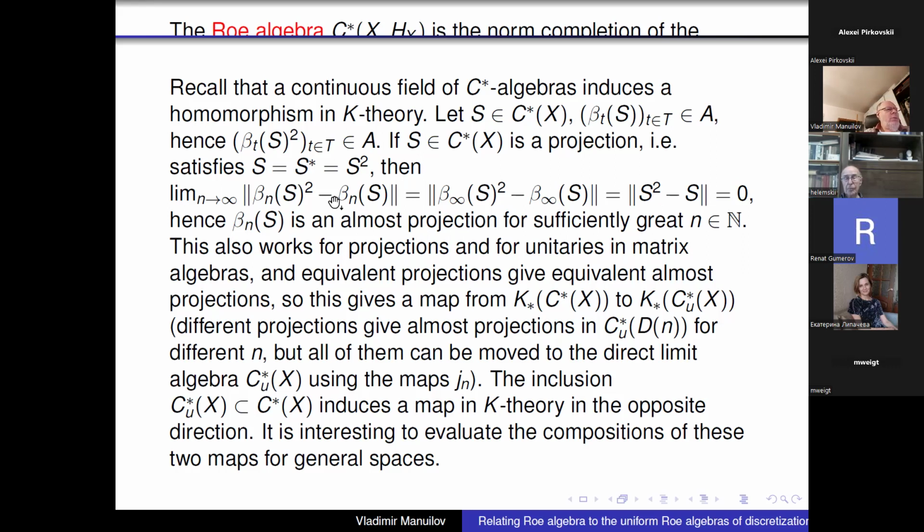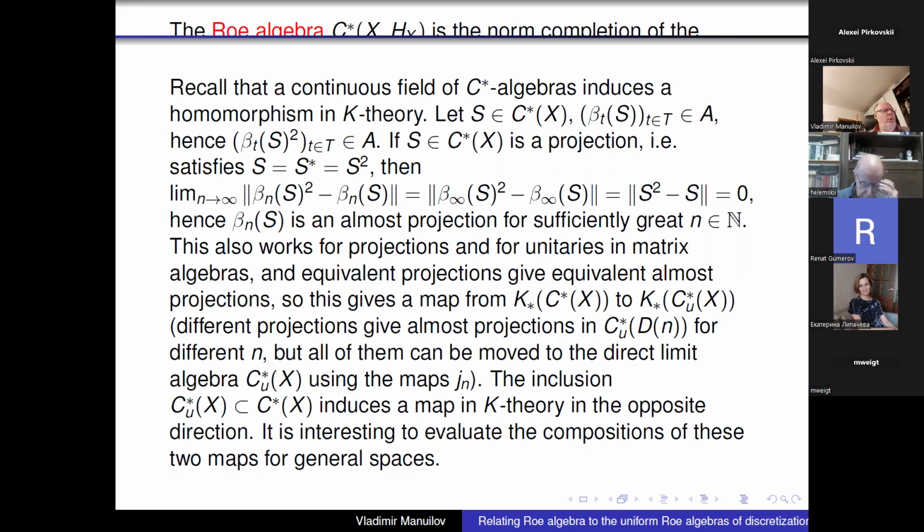So beta sub n of S is what is called an almost projection when n is sufficiently great, which means that the norm of its square minus itself is small, which allows us to find a genuine projection close to this beta sub n of S. So although it is only an almost projection, not a genuine projection, it still determines some class in the K-theory. Similarly, it works for unitaries and the group K1.